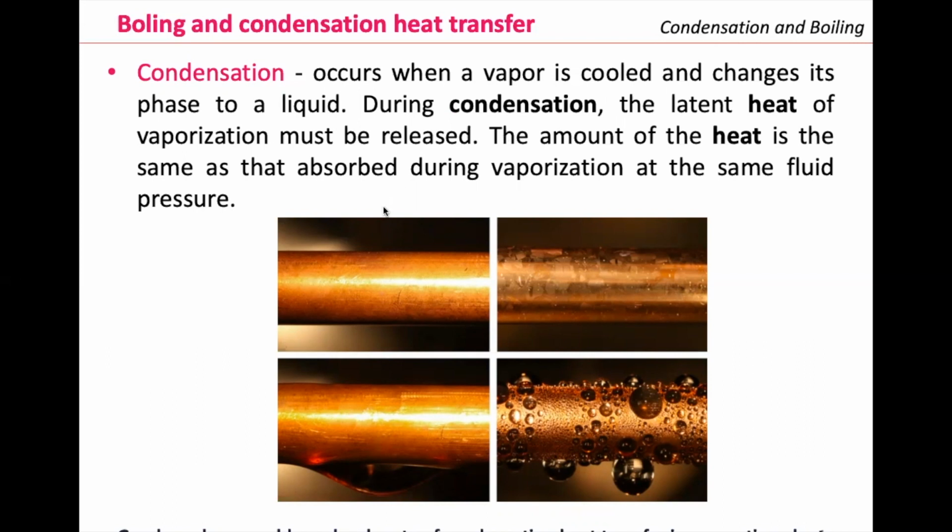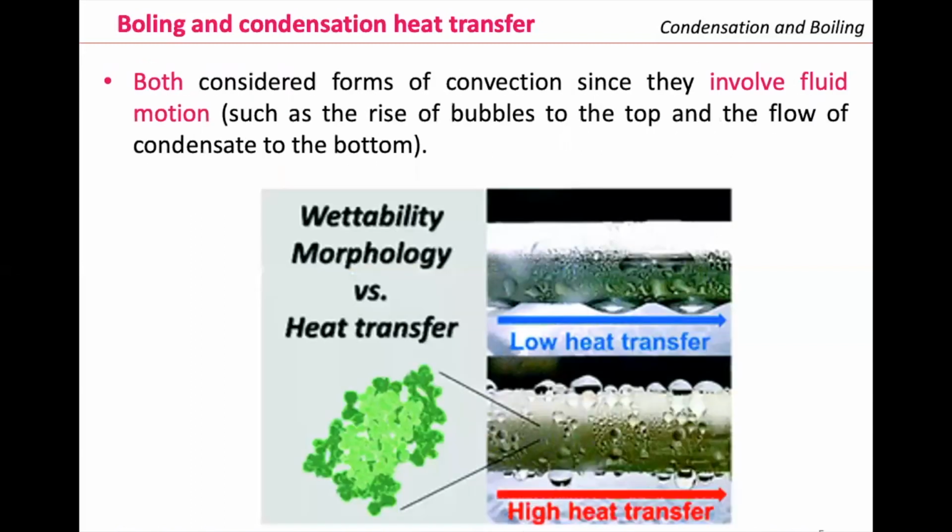And here is an interesting research going on graphene layer that can quadruple the rate of condensation heat transfer in generating plants. And you can see by the difference in the pictures, right? This one has already covered a thin layer of graphene. Both condensation and boiling heat transfer are considered forms of convection. Why? Because they involve a fluid motion, such as the rise of bubbles to the top and the flow of condensate to the bottom. So they enter in a convection heat transfer.